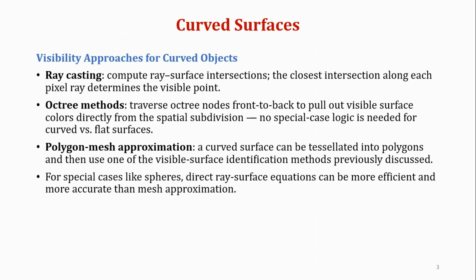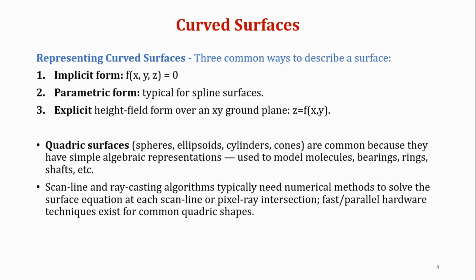Let us see in terms of algorithms. So the first algorithm is representing the curved surfaces by using any one of these methods. Before visibility calculations, we have to represent the curved surface. The first one is implicit form, representing the surface in x, y, z as a function f of x, y, z equal to 0. A sphere can be represented as x squared plus y squared plus z squared equal to 0. So that is one way.